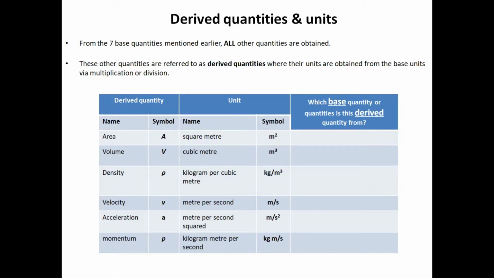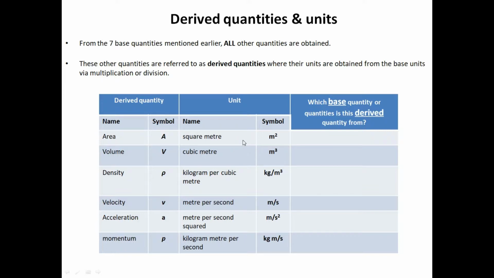Okay, from the 7 base quantities mentioned earlier, all other quantities are obtained. These other quantities are referred to as derived quantities, where their units are obtained from the base units via multiplication or division. So basically, these quantities are all derived. For instance, area. To find the area of a square, all the sides are equal, so it's just length times width. Each side will be the same.